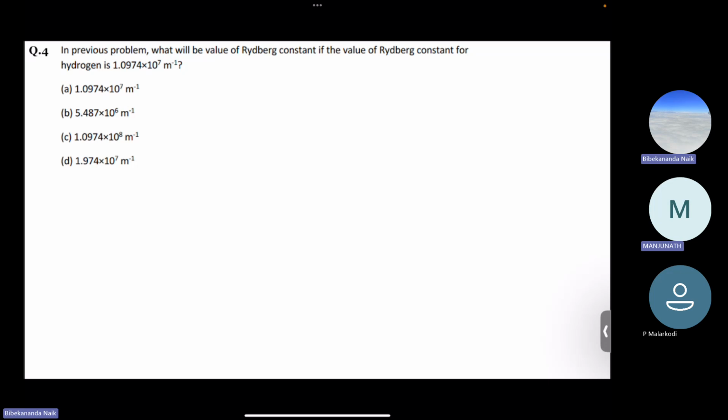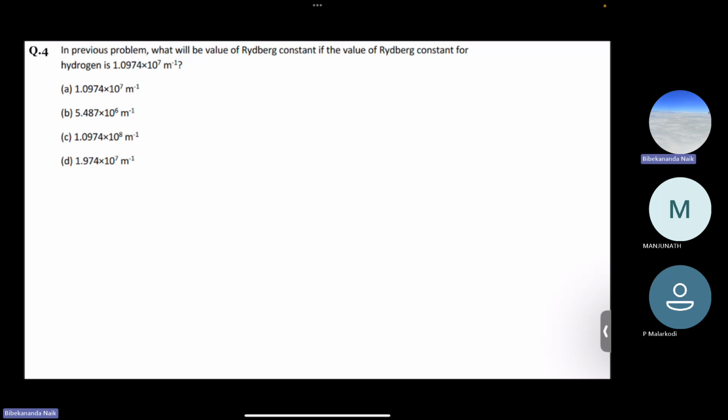Sir, option 2, 5.48. Exactly, the correct answer is option B, 5.487 into 10 to the power 6 meter inverse. This question is related to the concept of reduced mass, the effect of the motion of the nucleus and the motion of the electron.